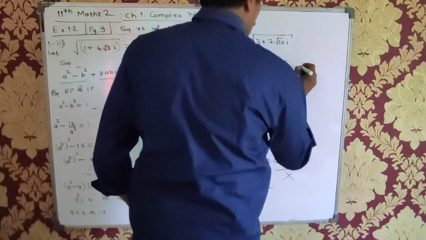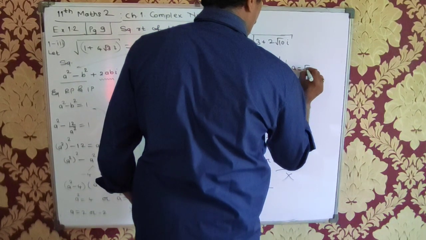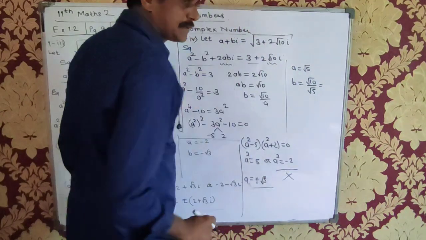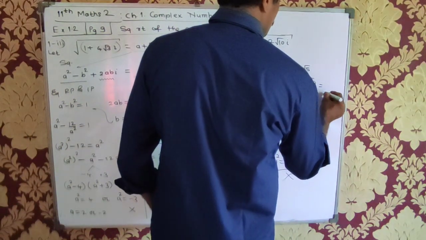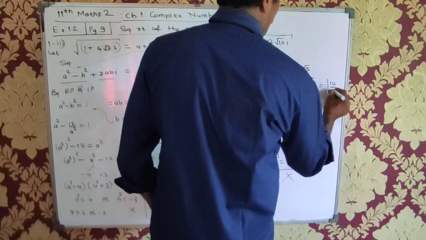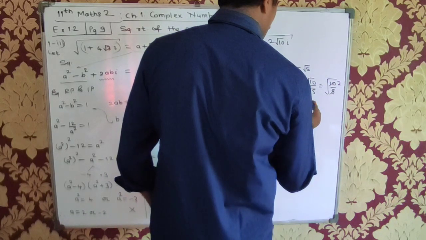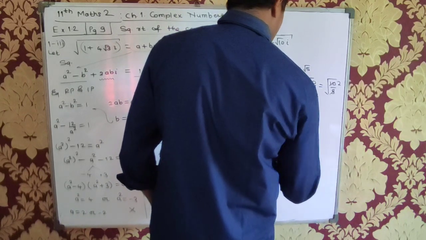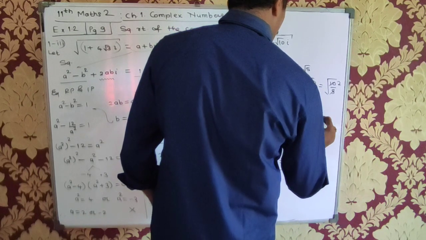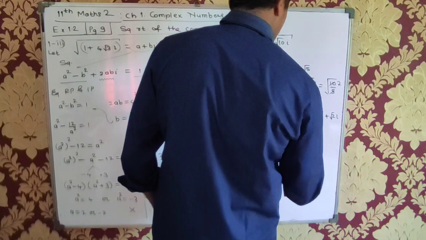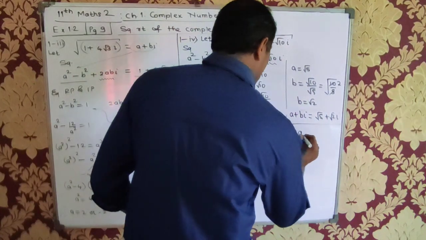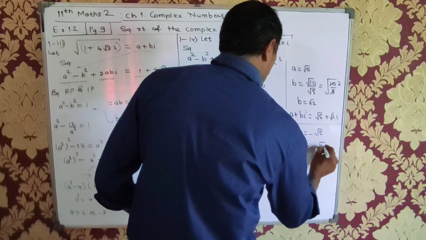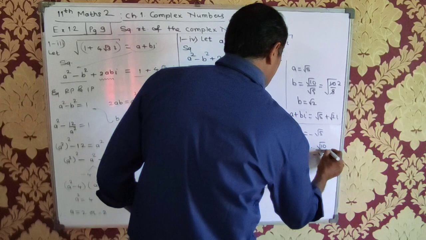Now when a is equal to root 5, then b is equal to root 10 upon root 5. How do we solve this? Root of 10 by 5, so b is equal to root 2. So a plus bi will be root 5 plus root 2 i. Okay? So when a is equal to minus root 5, what is b equal to? Root 10 upon minus root 5, that is minus root 2.